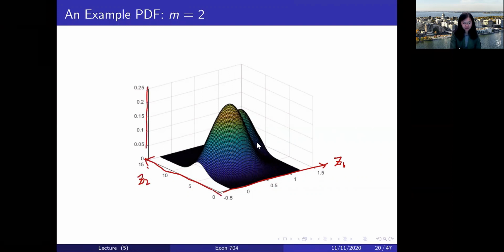And on the vertical axis, here you got a 3D graph. So you got two horizontal axes and one vertical axis. This vertical axis is the probability density function. And this is an example of a probability density function.